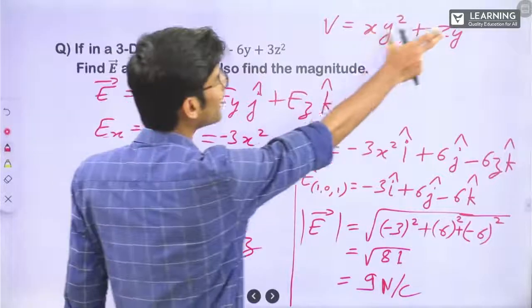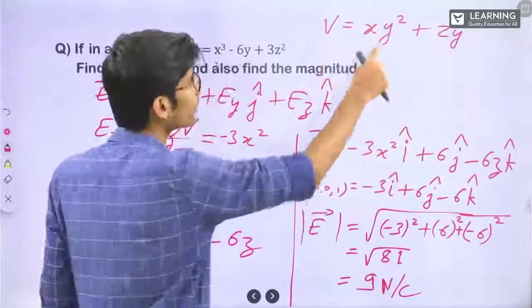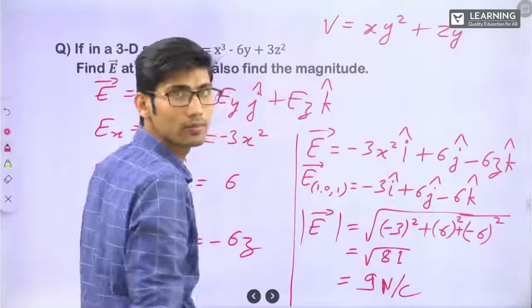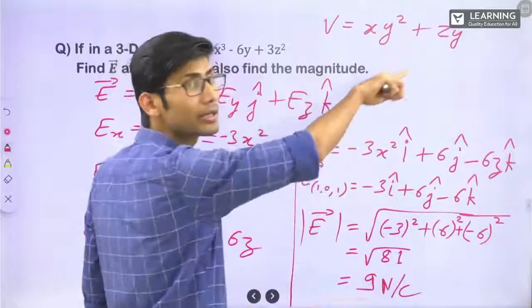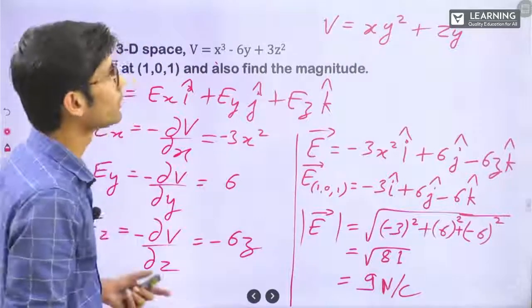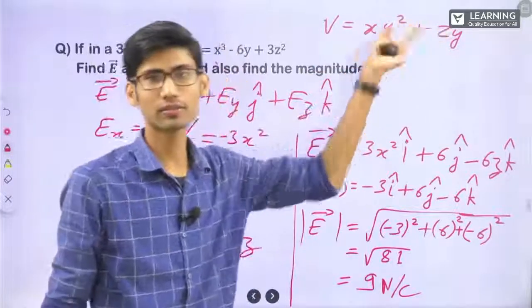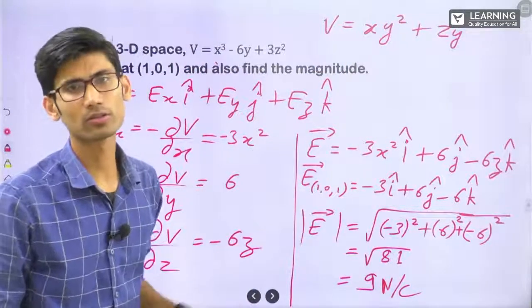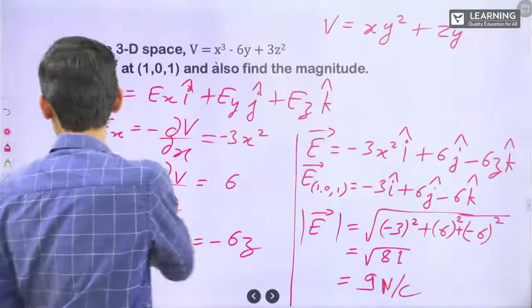So here, partial differentiation, I hope you can do. Differentiating x, keeping y constant. Then differentiating y, keeping x constant. Then differentiating z, since z is also there, keeping x and y constant, like that also you can do. Okay? Try the questions on your own.